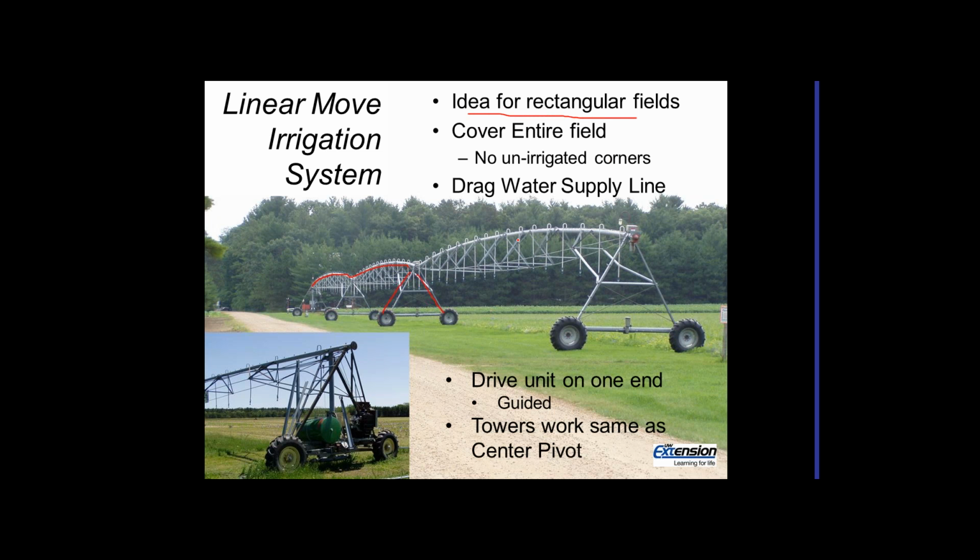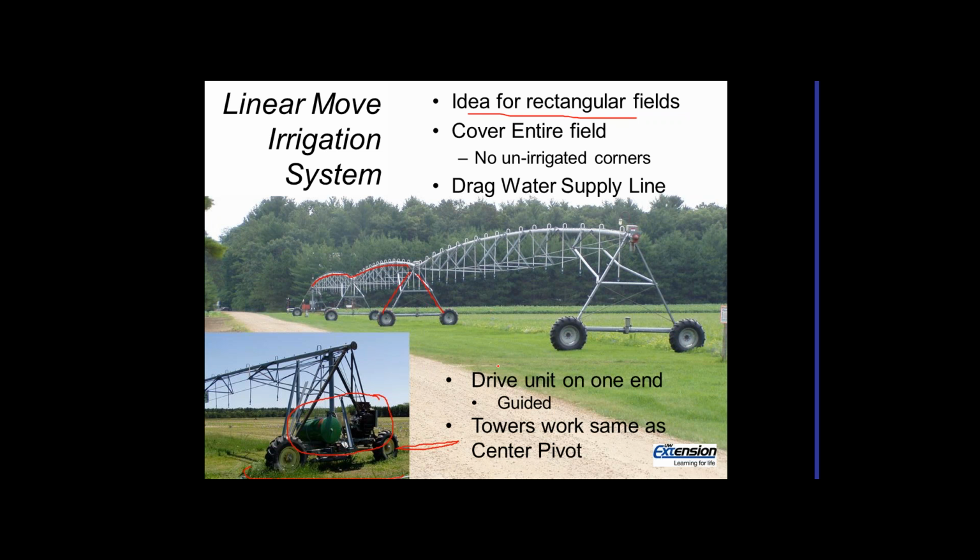It does require a hose to be dragged, so it's a little hard to see, but in this picture there's actually a hose that comes in the back side of this, and it will typically have a gasoline or diesel engine on here to drive this system. And then the guidance system is either going to be a follow the wire or a trench. I don't have a good picture of this one, but it actually has a trench that runs down here that has a follower wheel that goes in to keep it going in the direction you want it to go.